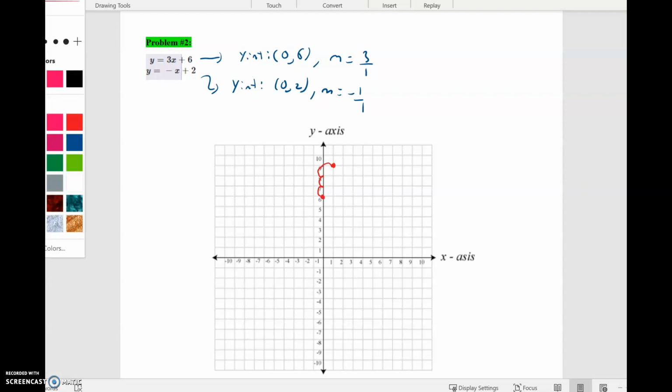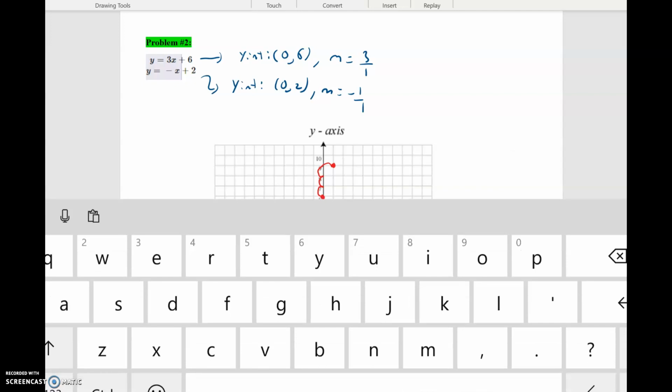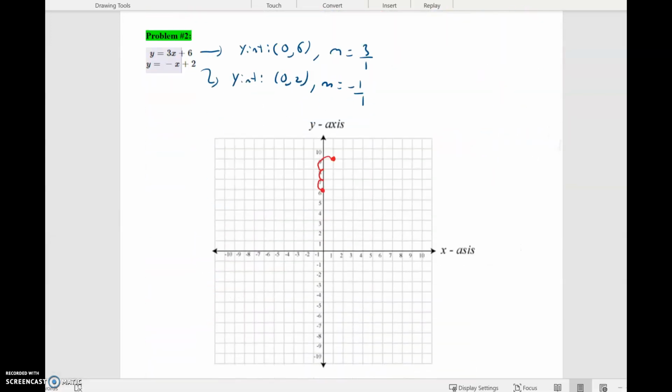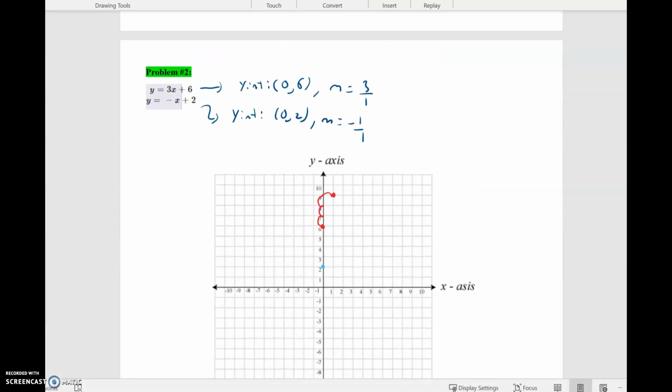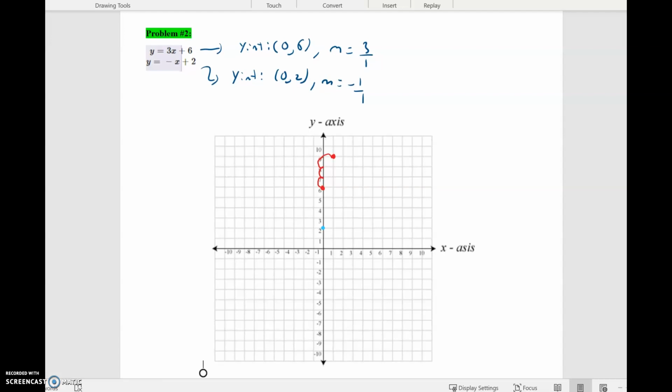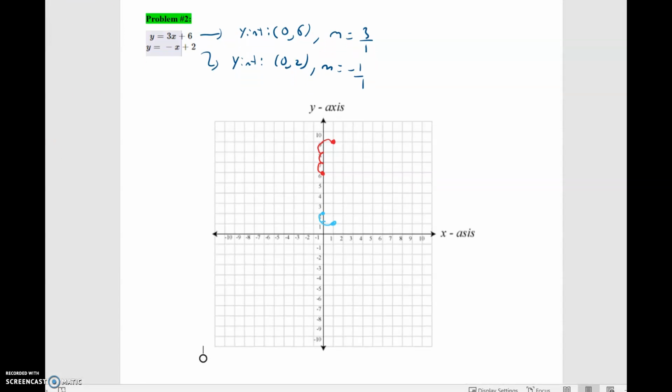Our second one, and let me change colors. Y-intercept of 2, so that's going to put it here, and then a slope of negative 1, so 1 unit down and then 1 to the right. Let me put those two lines. It seems like I'm going to have to extend them so we can actually find the intersection. Let me make it thicker.